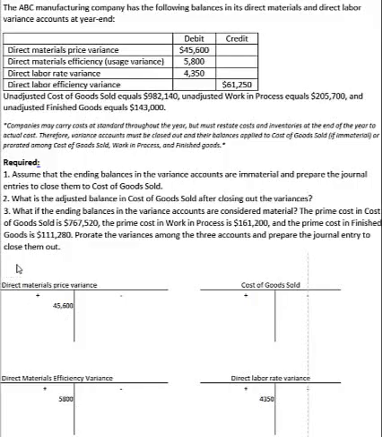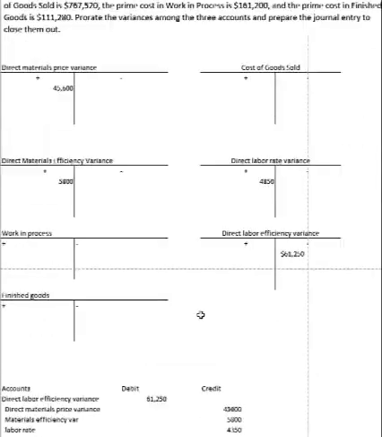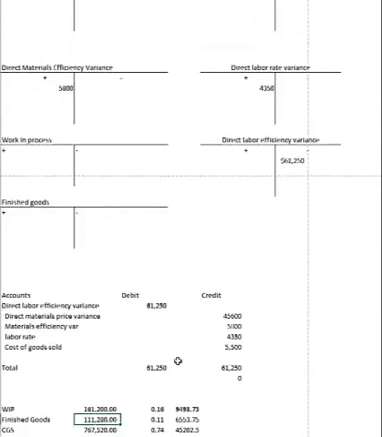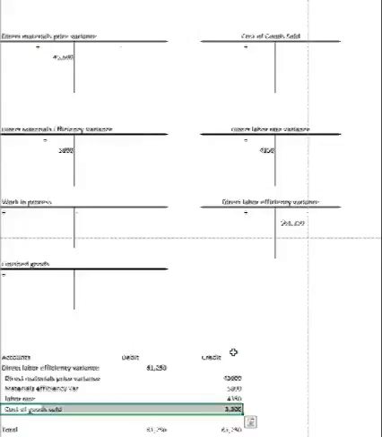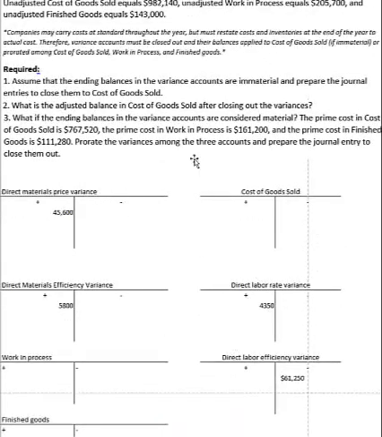The goal with the third part of this problem is to once again close out these variance accounts. It's the end of the accounting period, so we make them go away. We credit these accounts and we debit this one. And instead of doing what we did in the prior portion of the problem, which was pushing it all to cost of goods sold, we take the difference between those accounts, that $5,500, and distribute it between work in process, cost of goods sold, and finished goods.